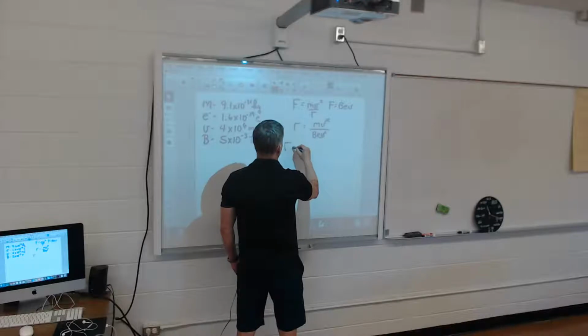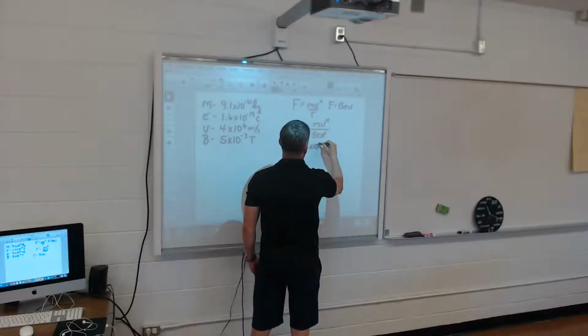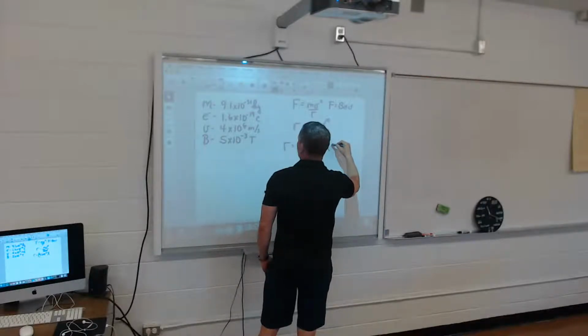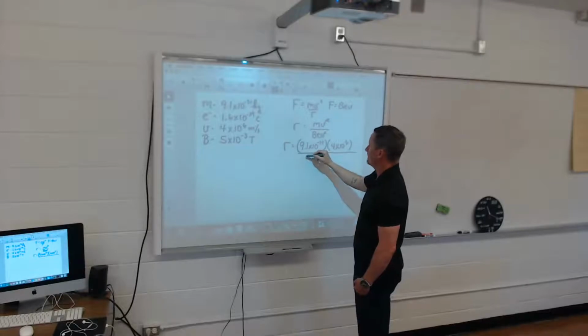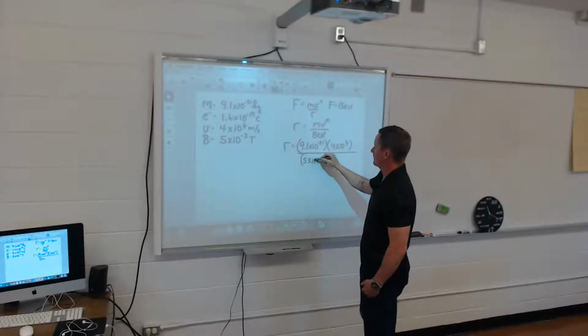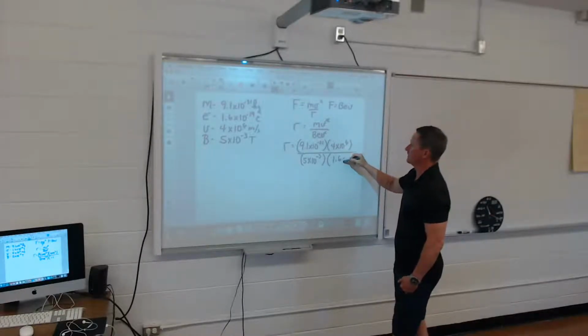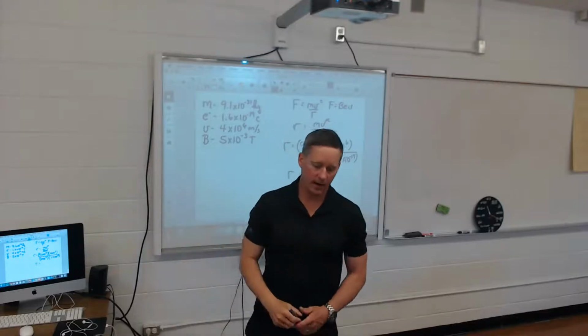So to get my radius, I have 9.1 times 10 to the negative 31. Velocity is 4 times 10 to the 6. My B is 5 times 10 to the negative 3. And my charge is 1.6 times 10 to the negative 19. Let's get our radius.